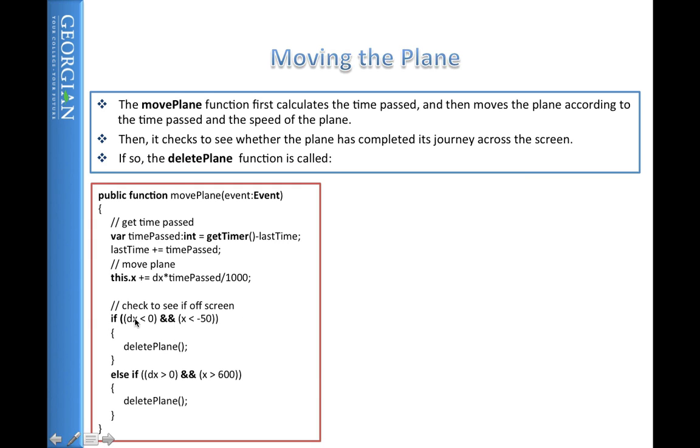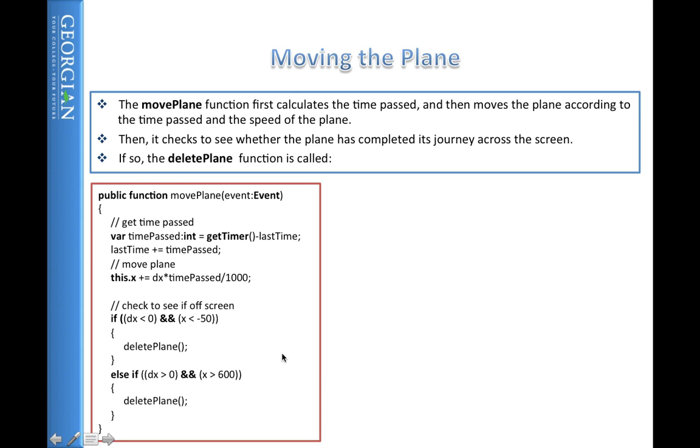If my delta x is less than 0, so our speed is negative, and our x coordinate is less than -50, so back to that starting position off screen, then what I want to do is call this DeletePlane function. We're going to get there in a second.